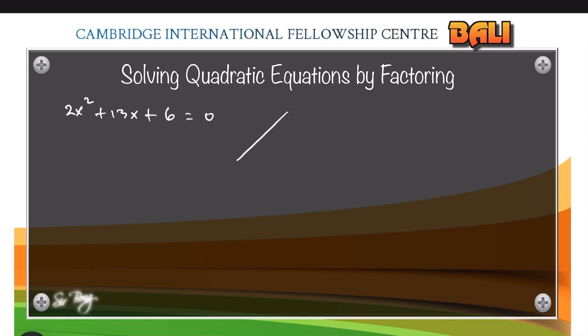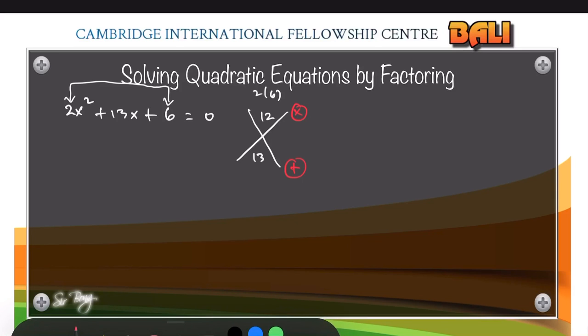Again, we split the middle. This is 13. On top is 12, the product of 2 and 6. 2 times 6, that's the product, 2 and 6 is 12. Now what are the factors of 12 that will give you a sum of 13 as the combination of the two factors? Should be 12 and 1. To check if your answers are correct, 12 times 1 is 12, check. Then 12 plus 1 is 13, check.